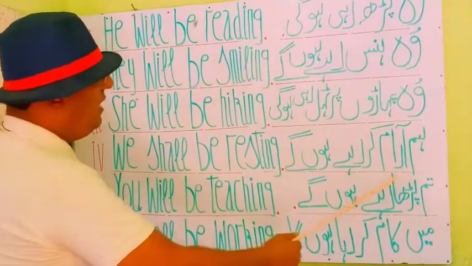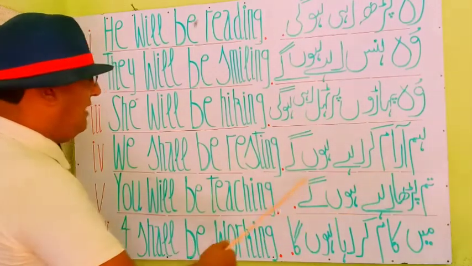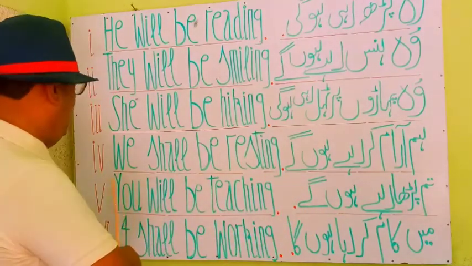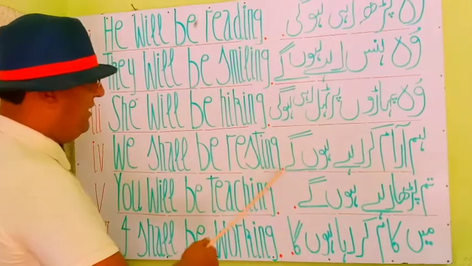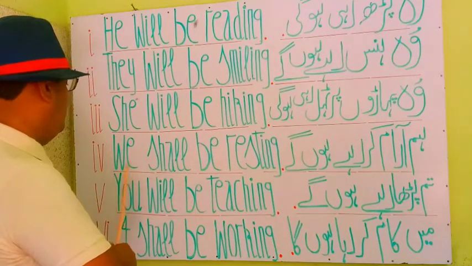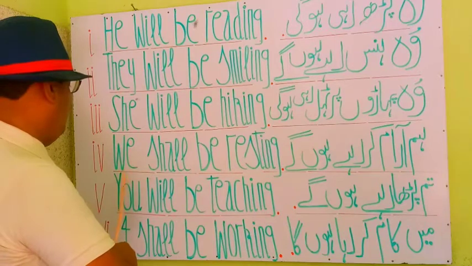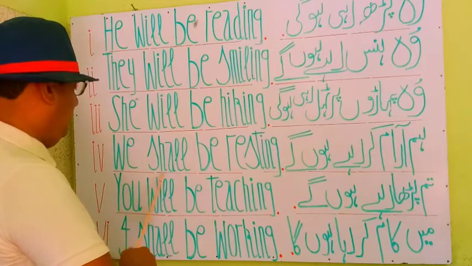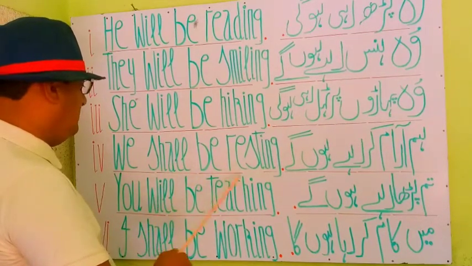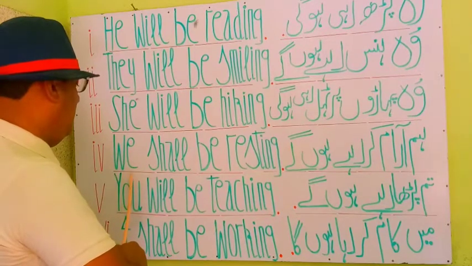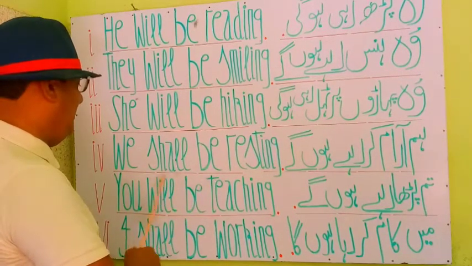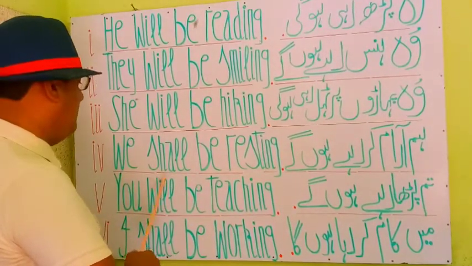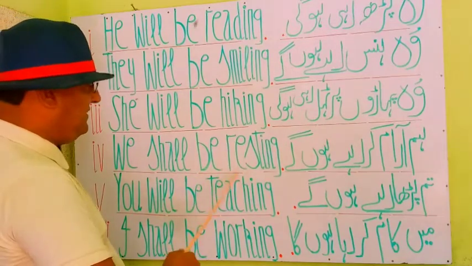Next phrase you see here, हम आराम कर रहे होंगे। We shall be resting, हम आराम कर रहे होंगे। You see my students, we is a pronoun and a subject for plural males or females, and after that we have shall be. So by rules, if we have a we subject, then we must write shall be instead of will be. We is a subject, shall be is a helping verb, and resting is a verb.